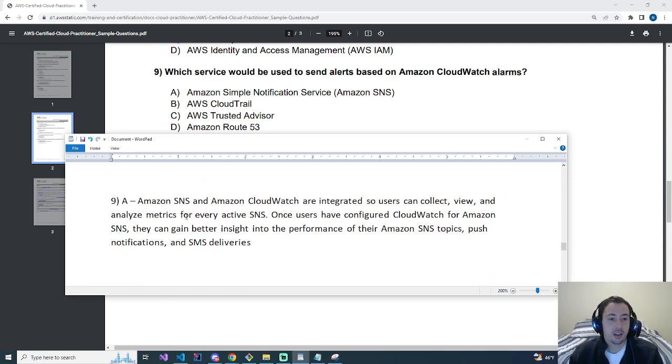The answer is A. Amazon SNS and Amazon CloudWatch are integrated so users can collect, view, and analyze metrics for every active SNS. Once users have configured CloudWatch for Amazon SNS, they can gain better insight into performance of their Amazon SNS topics, push notifications, and SMS deliveries.